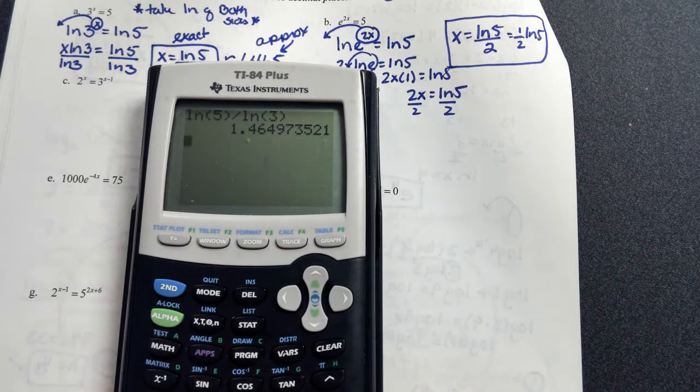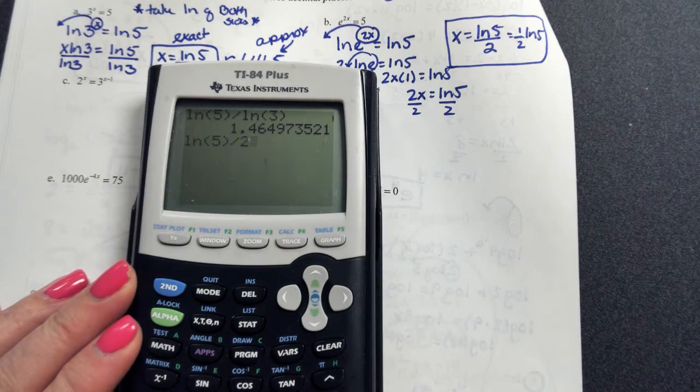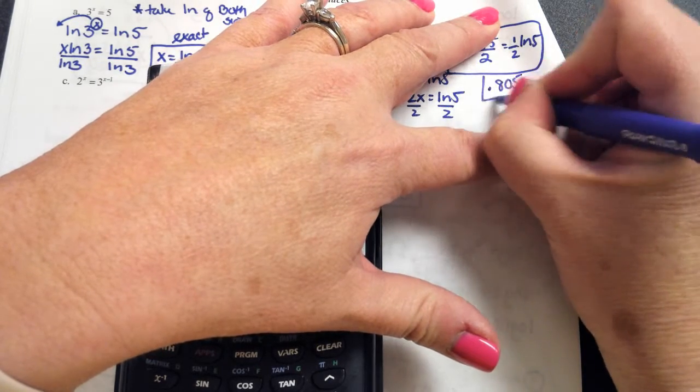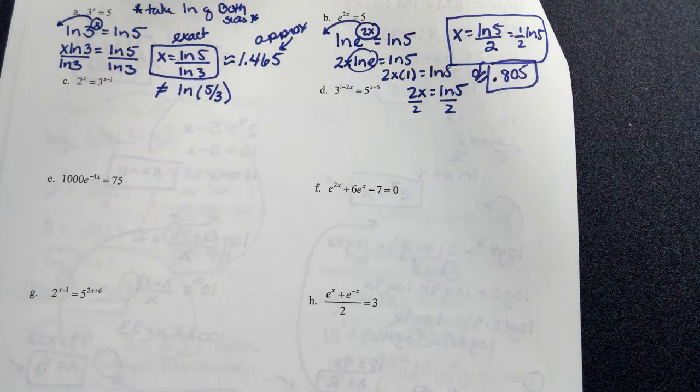Exact. So again, your approximation can be found by taking your natural log of 5, dividing by 2, which is 0.805. And again, I'm writing it both ways for you just so you can see. Any answer can be approximate or exact. So any questions on B?